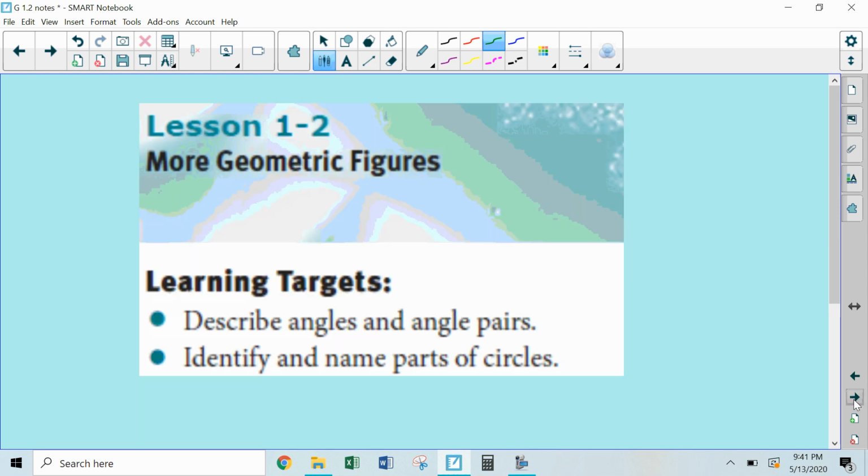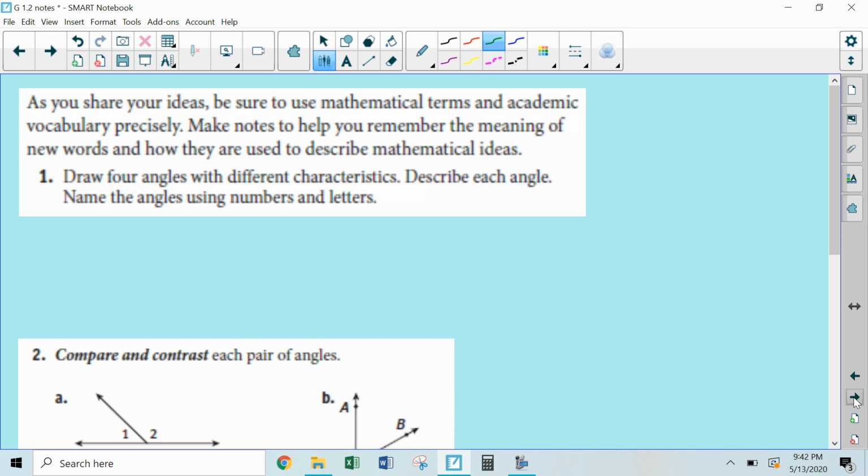All right, to get started for today's lesson, section 1.2, more geometric figures. These are what we're learning about. Let's go ahead and jump right in. Because as you share your ideas, be sure to use mathematical terms and academic vocabulary precisely. Make notes to help you remember the meaning of new words and how they are used to describe mathematical ideas.